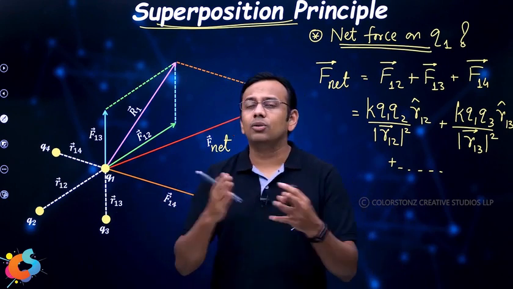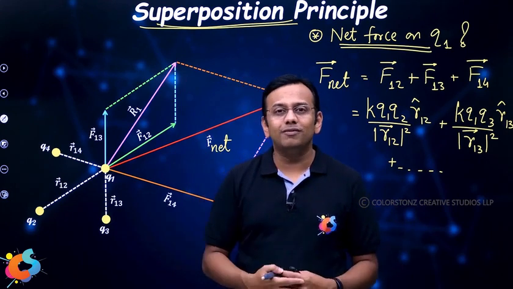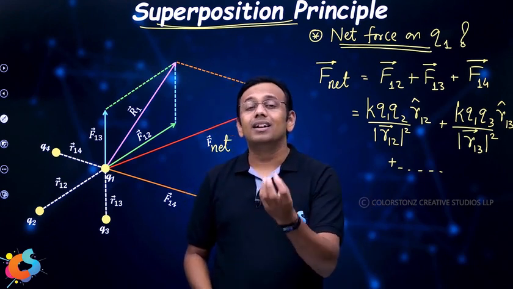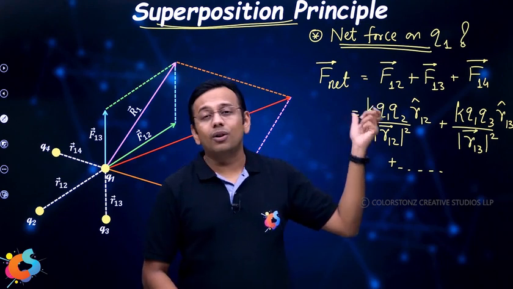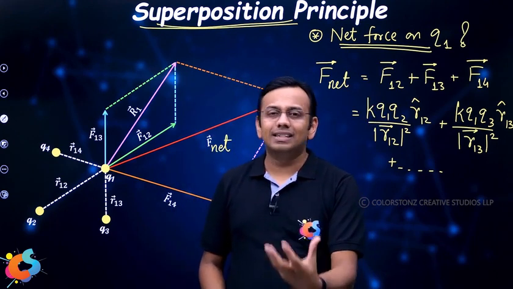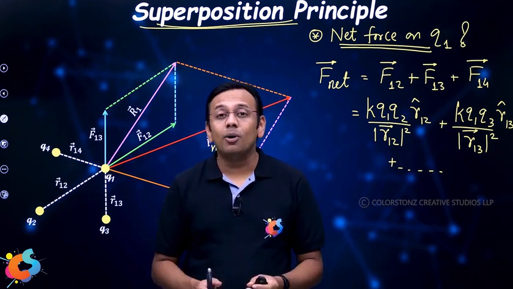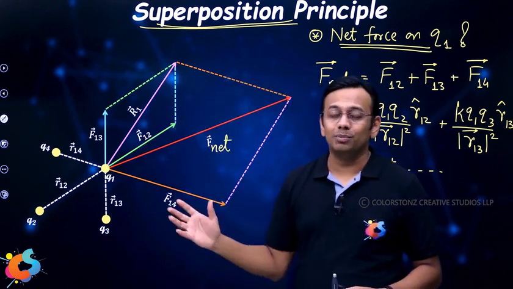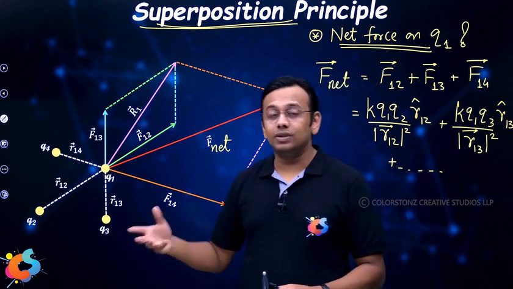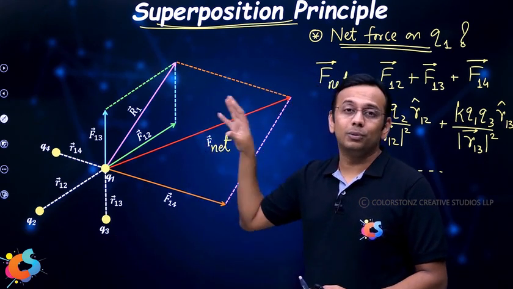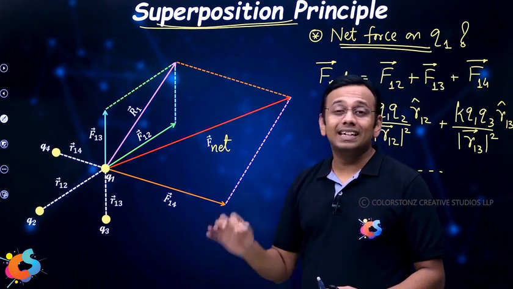Let's say there is weight, normal reaction, friction, some external force. We find the net of all these forces to get the effective force acting on one particle, or let's say a block. Same thing we are doing here also, but it is important to state this as a principle because this is a new type of force, this is electrostatic force. We need to check whether it follows superposition or not. So we are saying yes, it does.